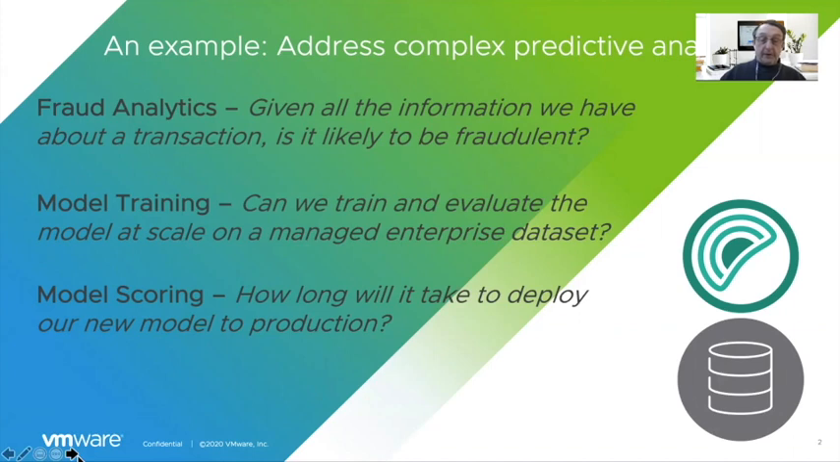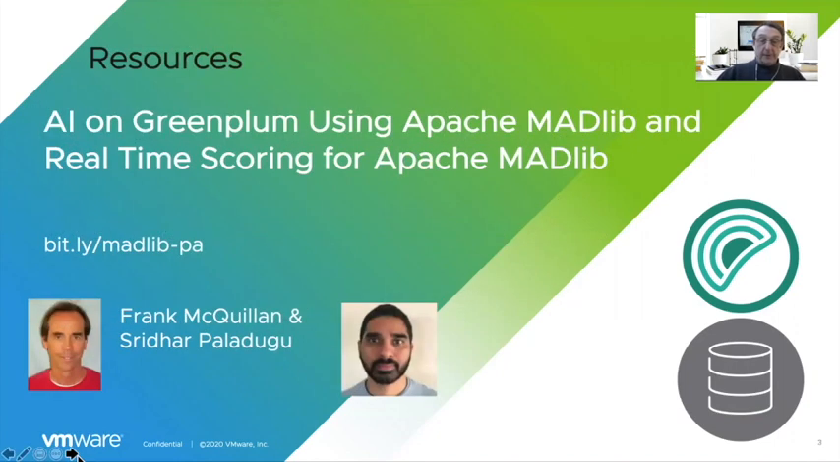And we do that by extracting the model from Greenplum, which is a Postgres database, and running it in a service that's built using the calculation engine of Postgres wrapped in a RESTful interface. There's a full presentation by Frank McQuillan, the product manager for Apache Madlib, and Sridhar Paladugu, who is the creator of real-time scoring for Apache Madlib.